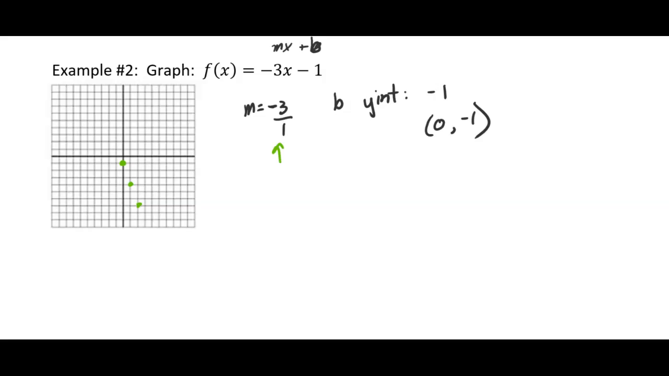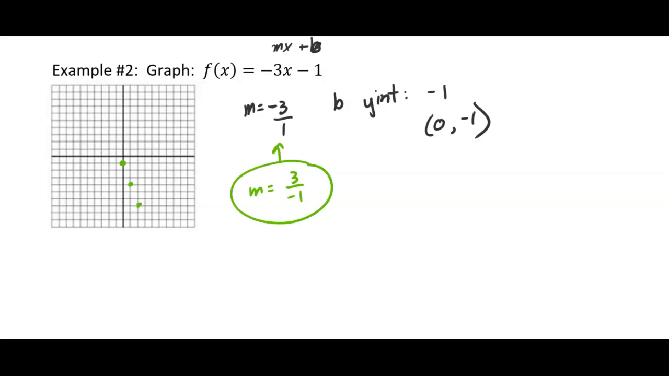Now, for those of you who want to be creative, I probably shouldn't switch colors, you can think of the slope as 3 over -1 as well. That would be the same slope. It doesn't really matter if you put the negative in the numerator or the denominator, but you only get one negative sign.